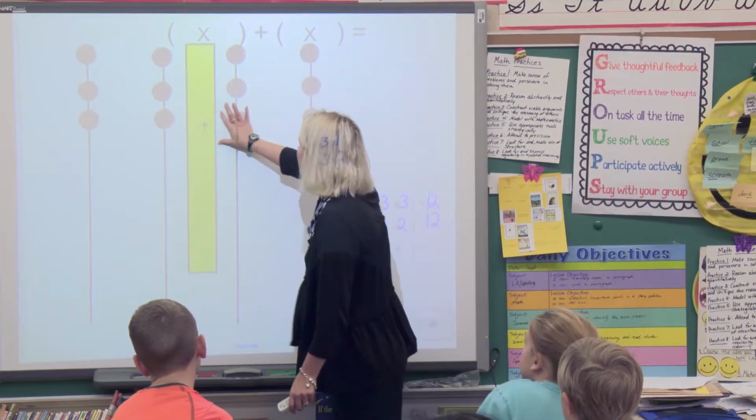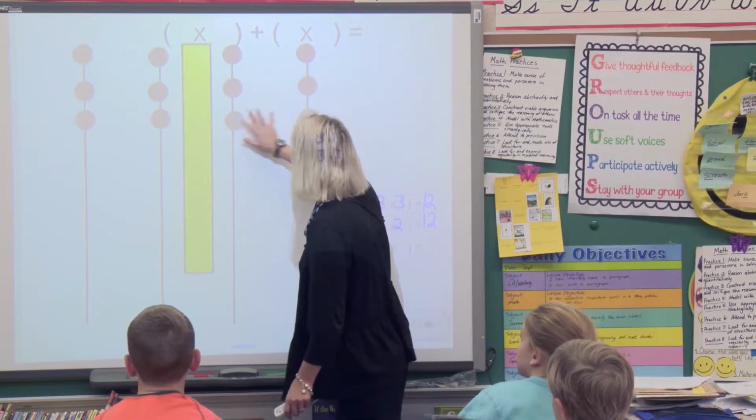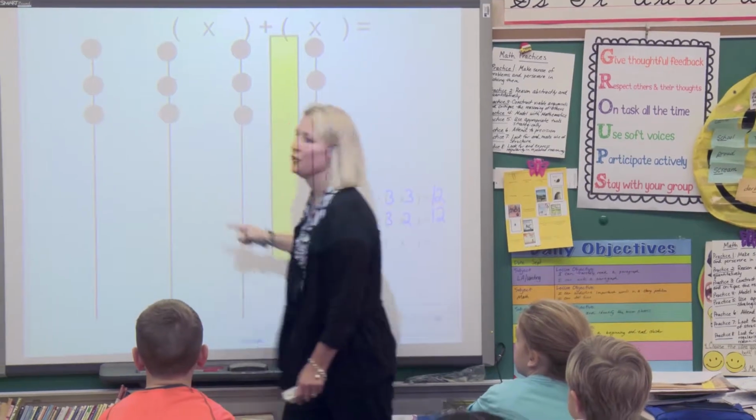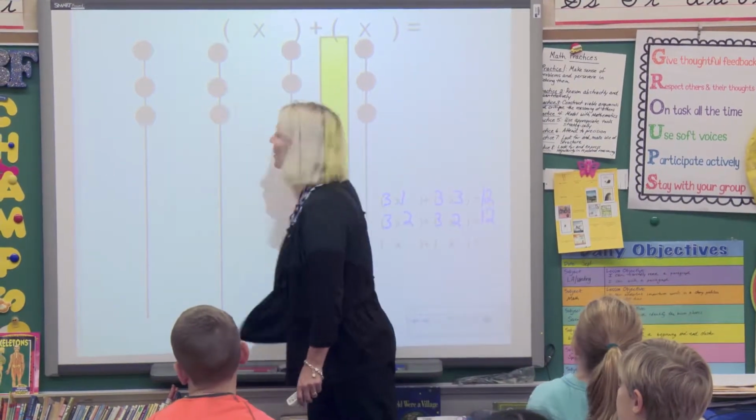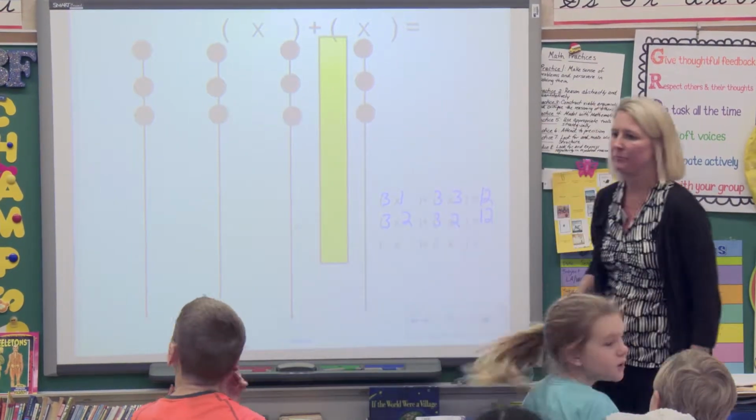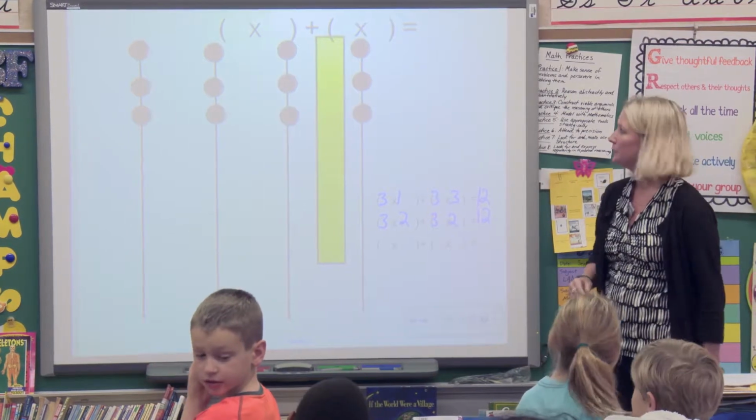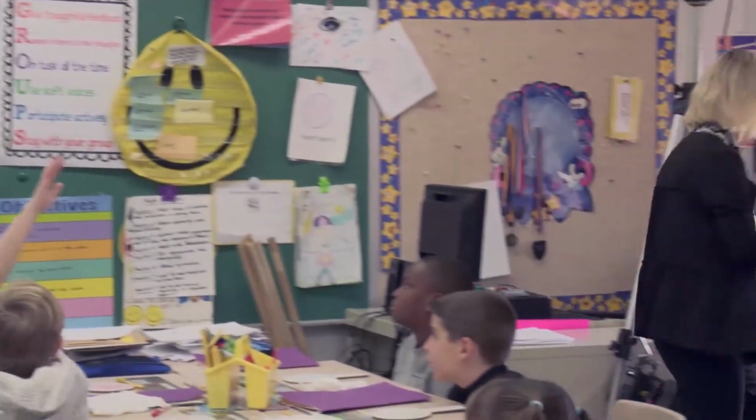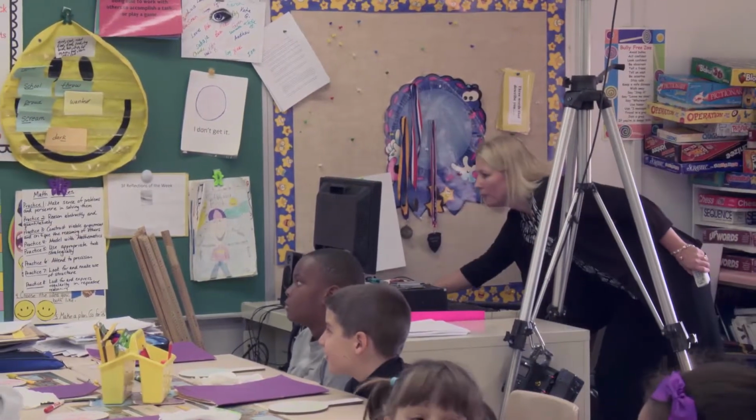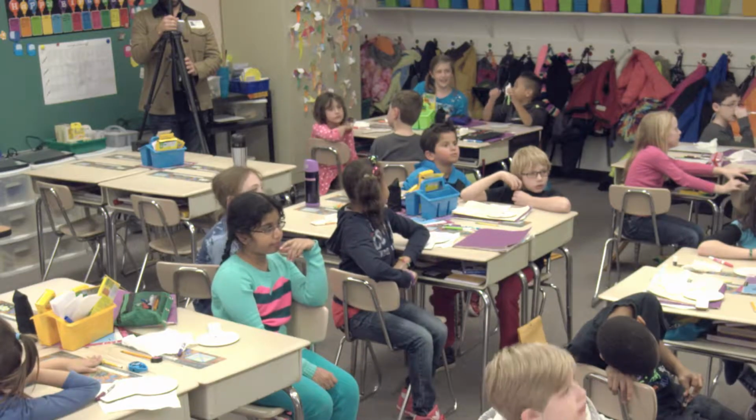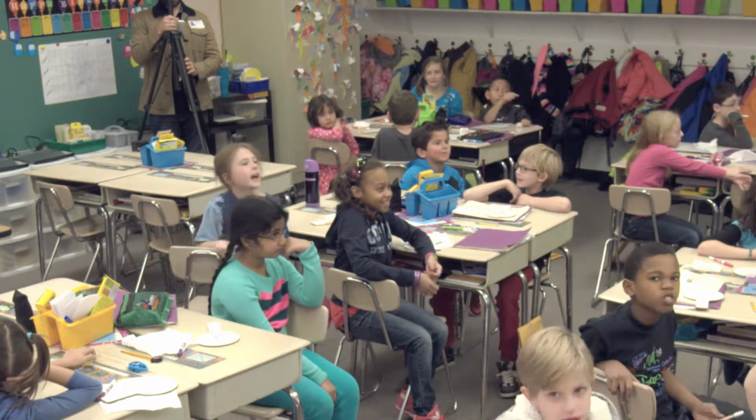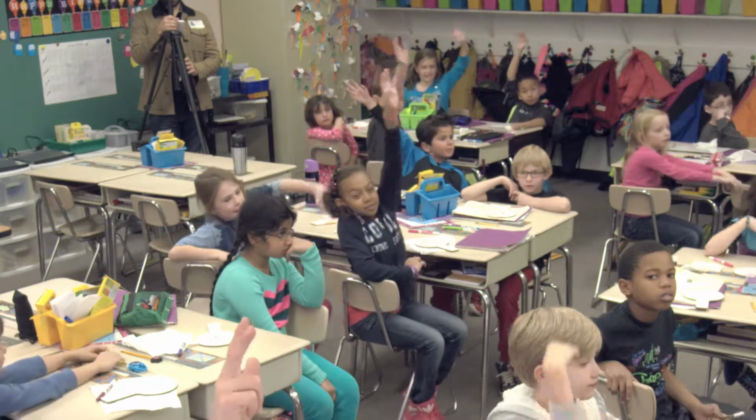Okay, let's see if that works. Let's move the plus sign, move the bar over. Okay, now tell your shoulder partner, what array do you see here? And then the other one is three by one. Okay, who would like to tell me?